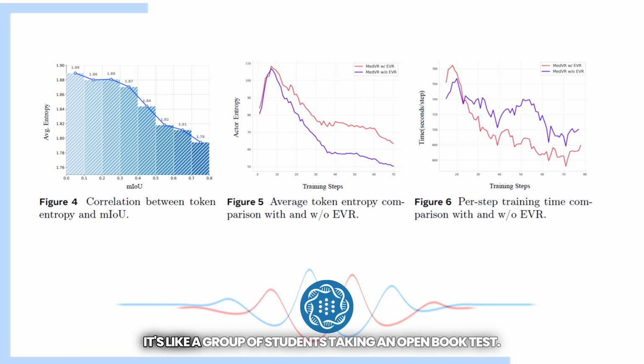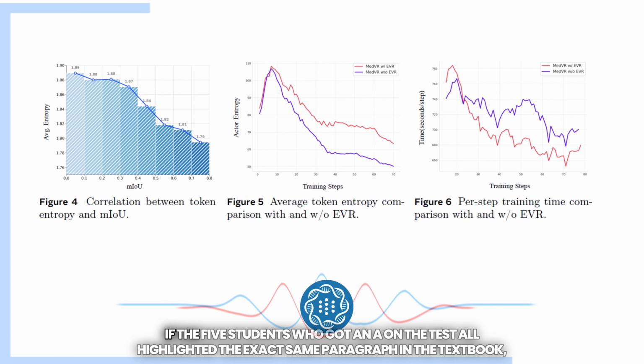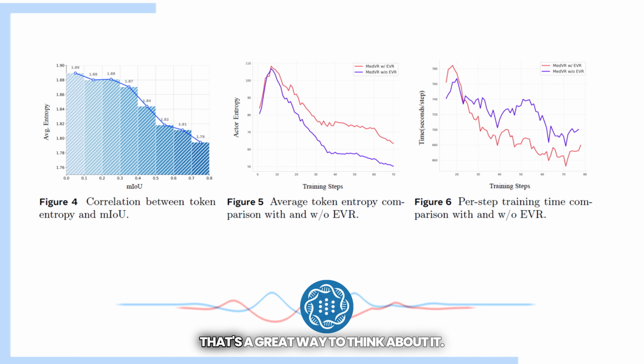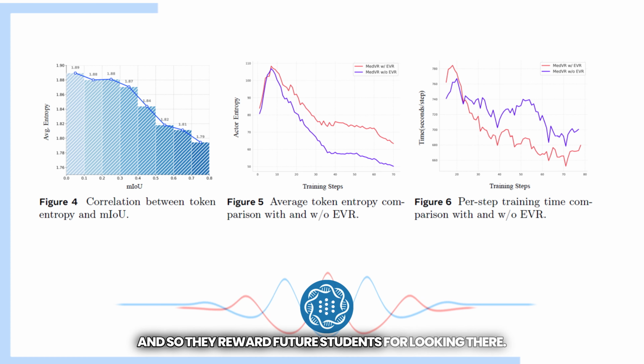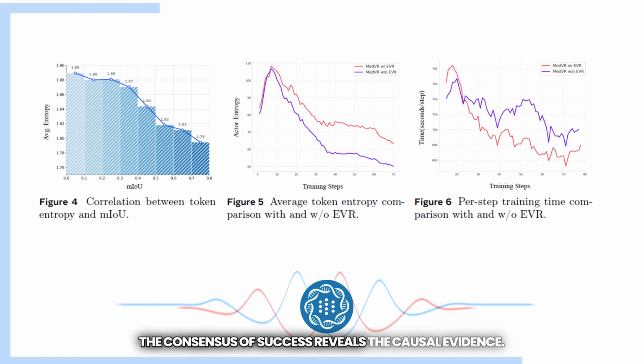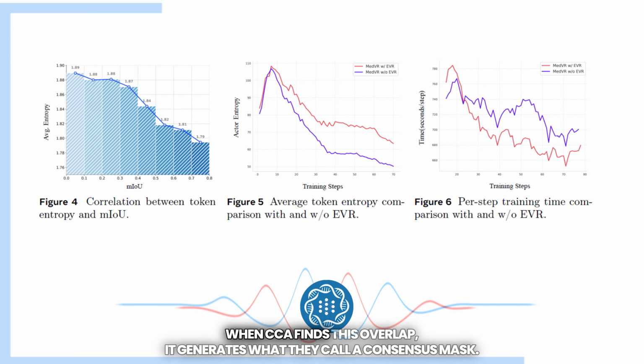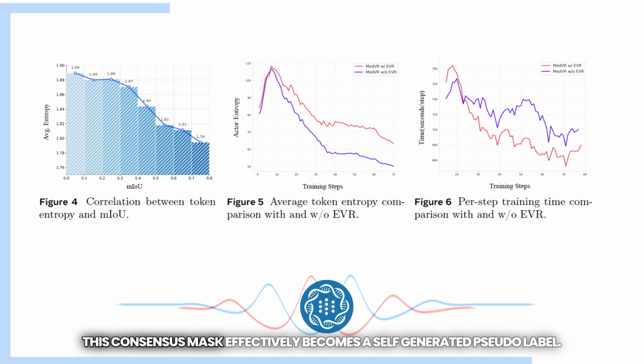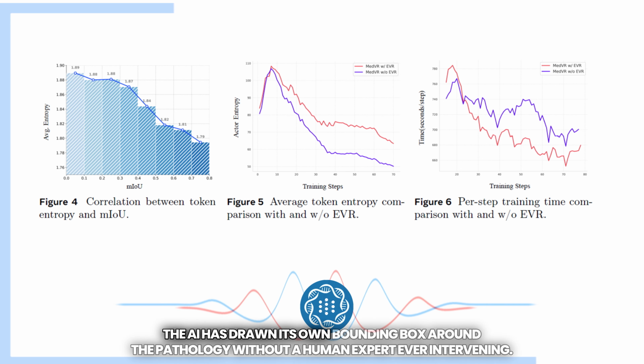Okay, I think I get it. It's like a group of students taking an open book test. Sure. If the 5 students who got an A on the test all highlighted the exact same paragraph in the textbook, the teacher assumes that paragraph holds the correct answer. That's a great way to think about it. And so they reward future students for looking there. The consensus of success reveals the causal evidence. When CCA finds this overlap, it generates what they call a consensus mask. A consensus mask. You can think of this mask as a localized heat map covering the heavily inspected region. This consensus mask effectively becomes a self-generated pseudo-label. Oh, wow. Yeah, the AI has drawn its own bounding box around the pathology without a human expert ever intervening.